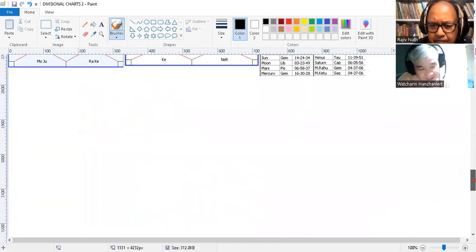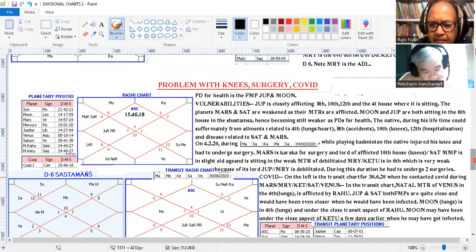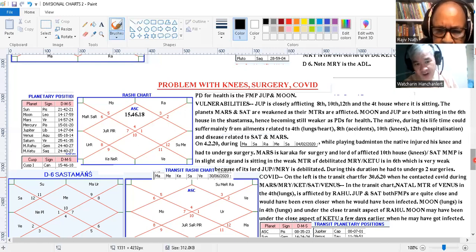On the second paragraph, April 2nd, 2020, while playing badminton, the native injured his knee and underwent surgery. Mars is the karaka for surgery and lord of the afflicted 10th house, knee, and Saturn is the most malefic. Do we look at this from Shashtamsa or from transit, sir?